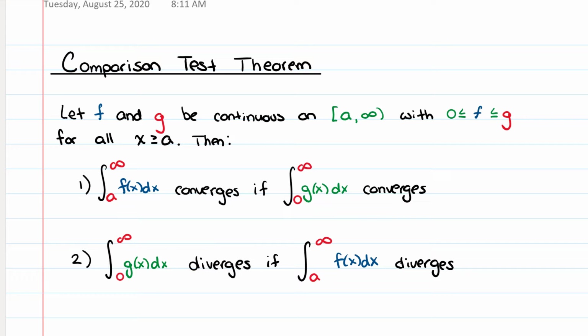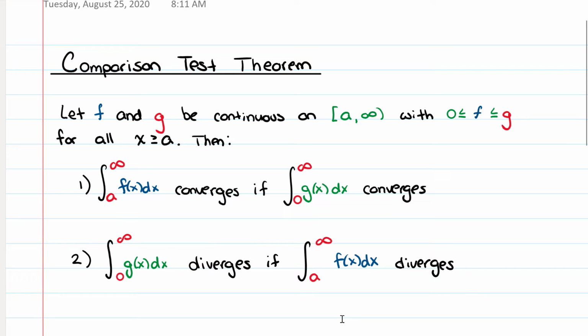The first thing is that f of x converges if g of x converges. So if the bigger function g of x converges, it's going to force the smaller function to converge. The second thing is the bigger function diverges if the smaller function diverges. So if the smaller function diverges, it's going to make the larger function diverge. And again, from the first thing, if the bigger function converges, the smaller function must converge as well.